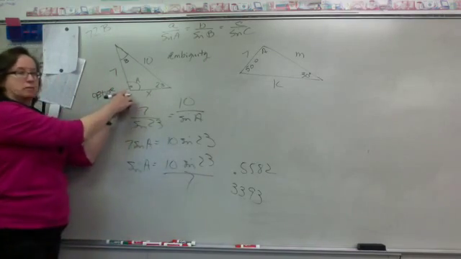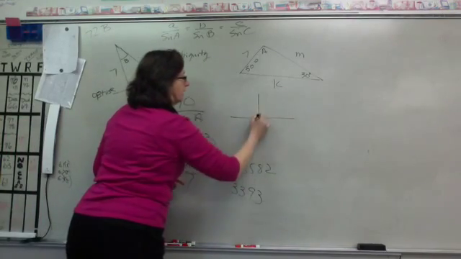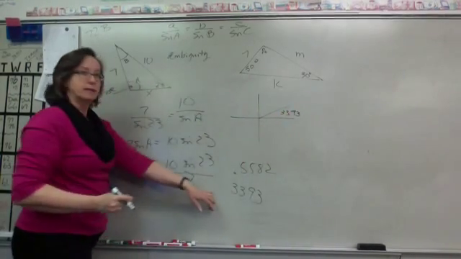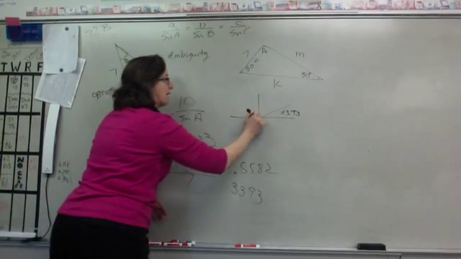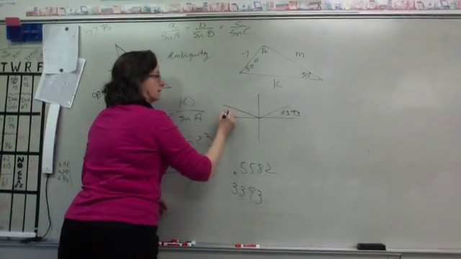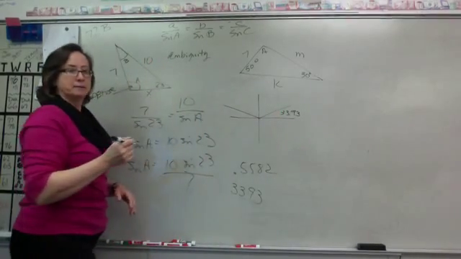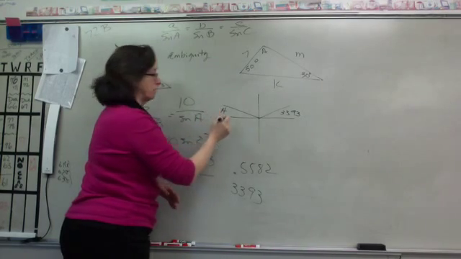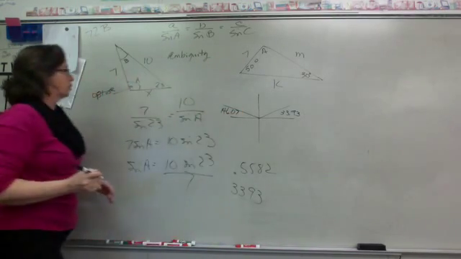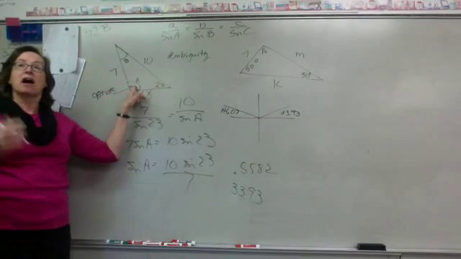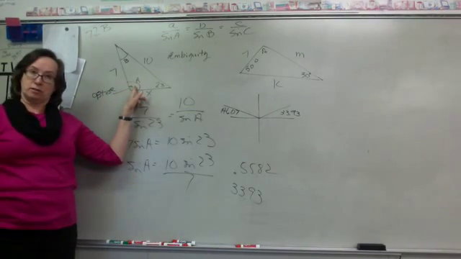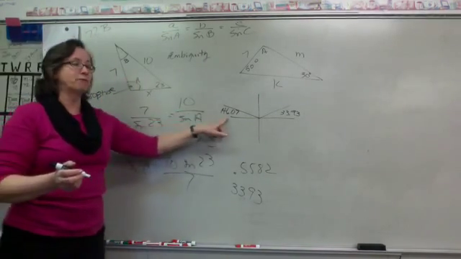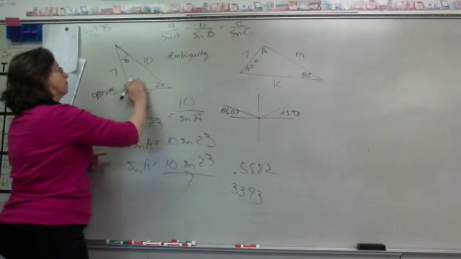This is obtuse, remember? So here's our unit circle. Here's 33.93. And then on the other side, what would it be? 180 minus 33.93. And what would that be? 146.07. So, since this is obviously obtuse, and they gave us a picture, we're going to go with the obtuse angle, 146.07. So right here, we're going to put 146.07.